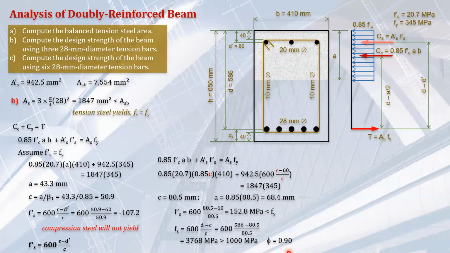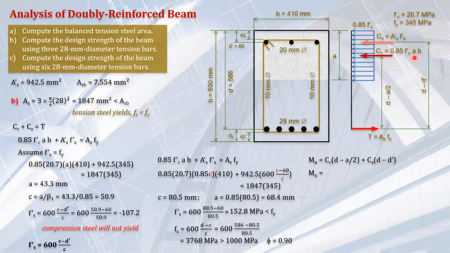Okay? So, next, makukuha na natin yung nominal moment. The nominal moment can be computed as the moment caused by these two forces about here. The couple produced by the forces. So, ang pinaka-best dyan, mag-moment na lang tayo about this point. So, that will be C sub C times d minus a over 2 plus C s prime times d minus d prime. Ito yun. Okay? Substitute natin yung value.